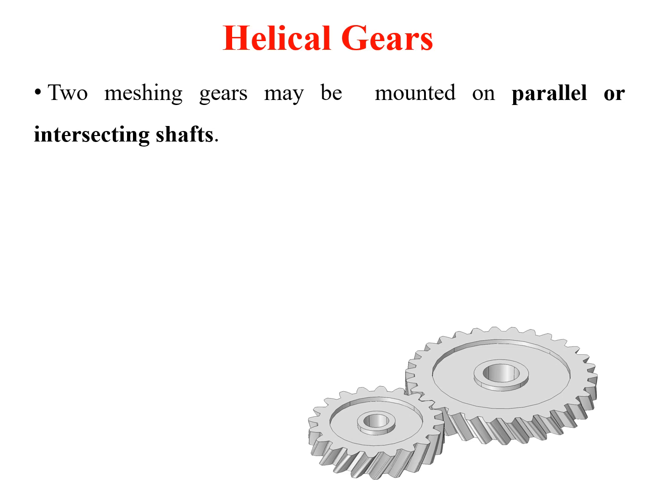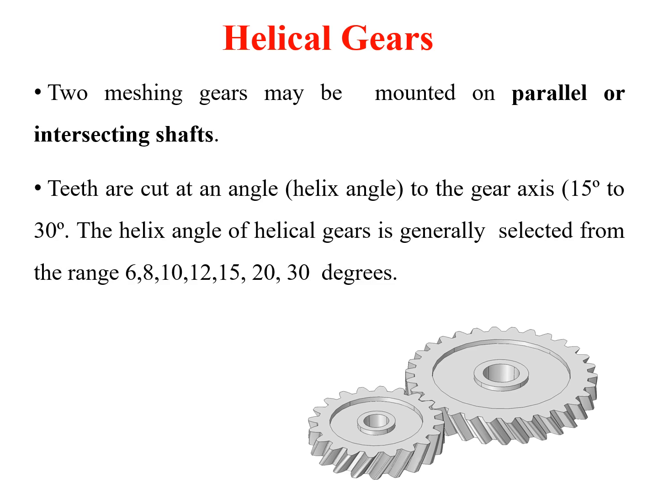Basically, two meshing gears may be mounted on parallel or intersecting shafts. So here, as with spur gears, helical gears can be mounted on parallel shafts or on intersecting shafts. The teeth of helical gears are cut at an angle which is called the helix angle. Helix angle is defined as the angle between the axis of the shaft and the line of action on the tooth.